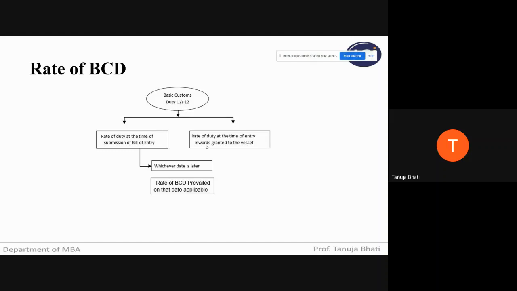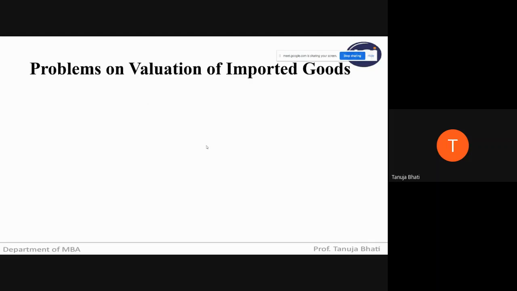So whatever assessable value you are calculating, which rate will you take? The rate of duty at the time of submitting the bill of entry, or at the time when the entry inward is granted to the vessel, whichever is later, whatever rate is applicable on that date, you will take that rate as the rate of BCD. So these were the two important things you need to know before solving the problems. Now let us move ahead in solving the problems on valuation of imported goods.